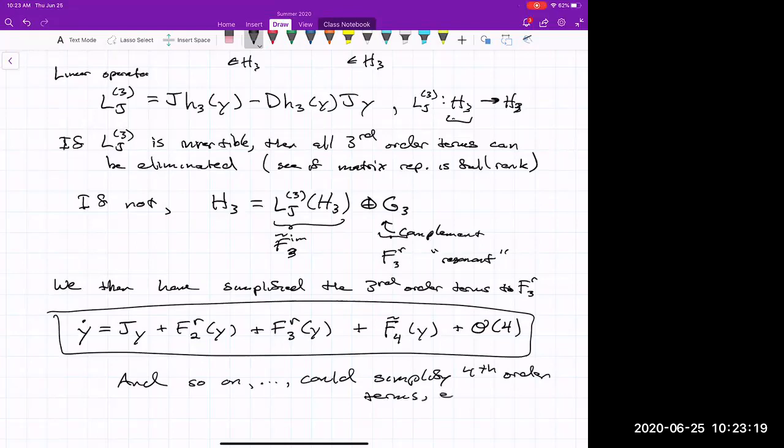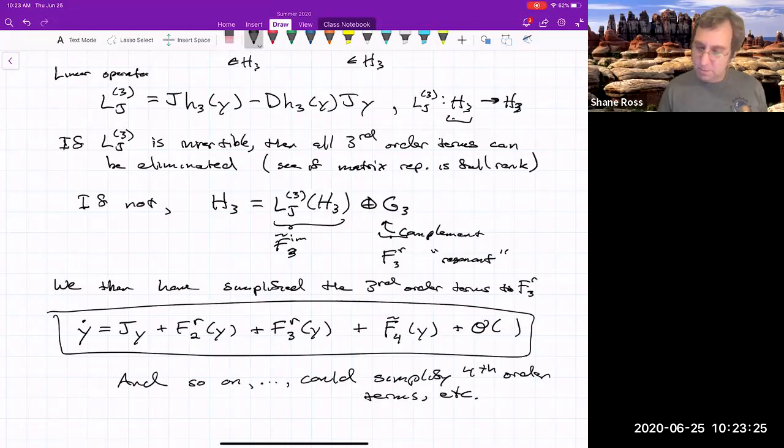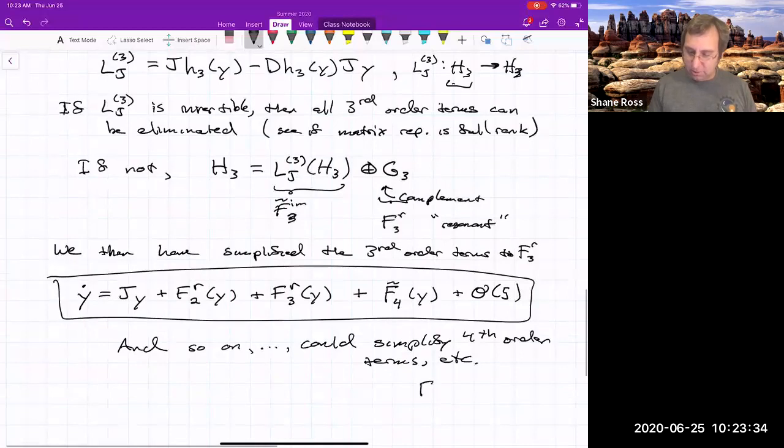Professor? Yes. Did you mean to write order five at the end of the box equation? Yeah, thank you. So this would just go on and on, where the order K terms that remain are all in the complement of that order.